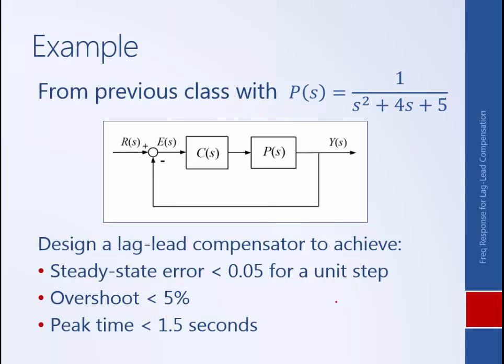I'm going to try to illustrate that approach with this example. Here we're going to use a system that we used previously, specifically when we were designing a lead compensator in a previous lecture. So it's a standard unity feedback system. Our plant is an underdamped second order system, and we're going to design a lag-lead compensator to meet these 3 requirements: a certain level of steady state error, a certain amount of overshoot, and a certain peak time.